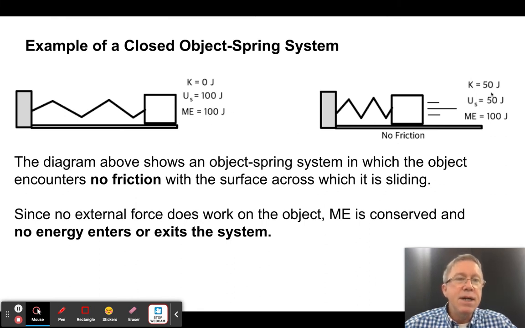When I let it go, it is going to gain kinetic energy. It's going to lose spring potential energy. If there's no friction, then the mechanical energy is going to equal 100. I have a closed system. The energy is completely conserved. There's no energy entering the system, and there's no energy leaving the system. It is a closed system.